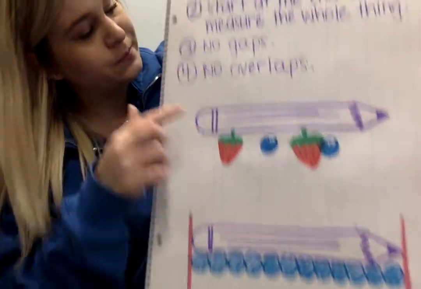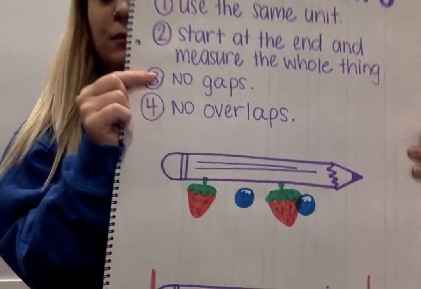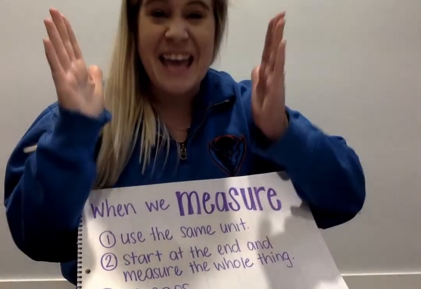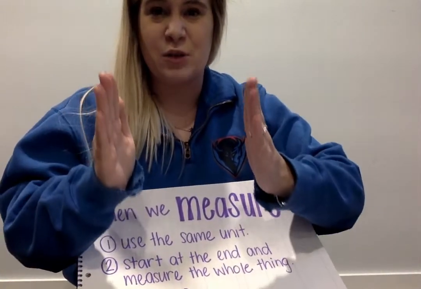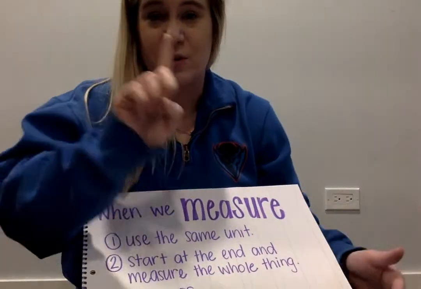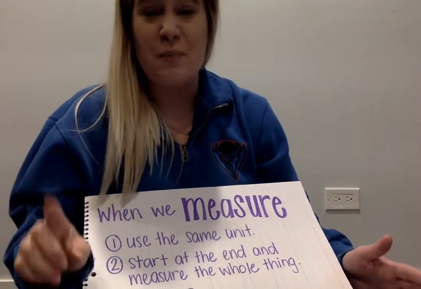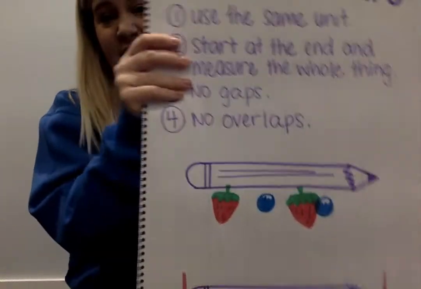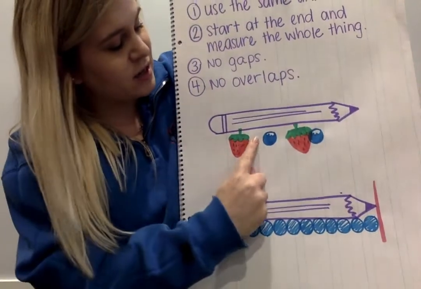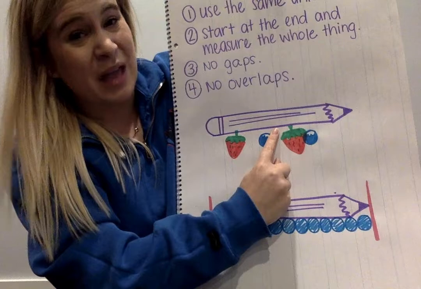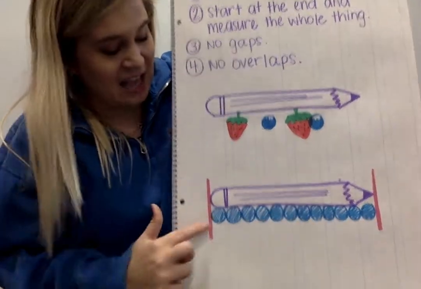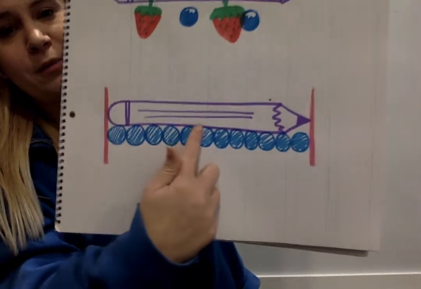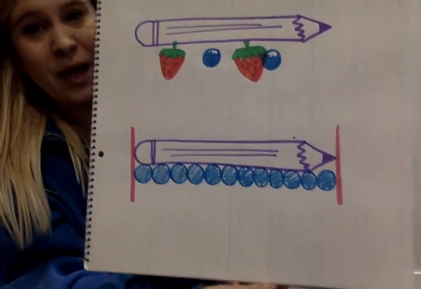Another rule when we're measuring is no gaps. A gap is like a space in between. It's kind of like a finger space when you're leaving them in between your words, but we don't want to leave a gap when we're measuring because then it will not be a correct measurement. So what do you think? Did I leave some gaps? Yeah, a lot. What about here? I put all my blueberries right next to each other, no gaps.